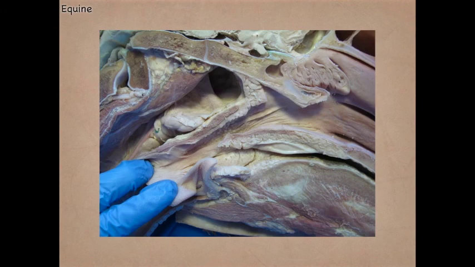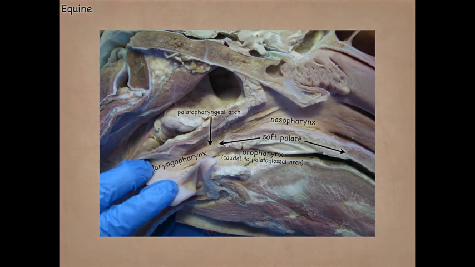Okay, so here's another good view. Here we have the soft palate with the nasal pharynx above and the oral pharynx below, caudal to that palatoglossal arch. Here's our palatopharyngeal arch, which separates our nasopharynx from our laryngeal pharynx. Not labeled here, but very obvious. We can see the medial retropharyngeal lymph nodes right here.